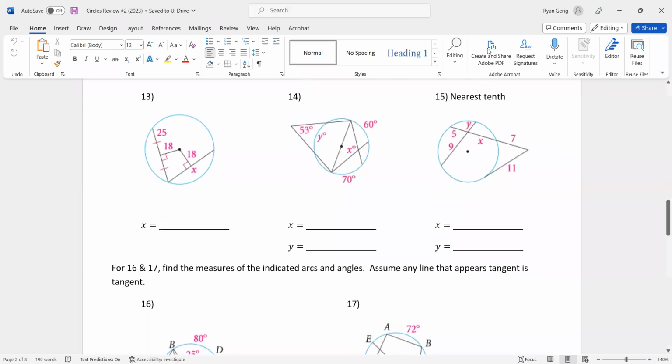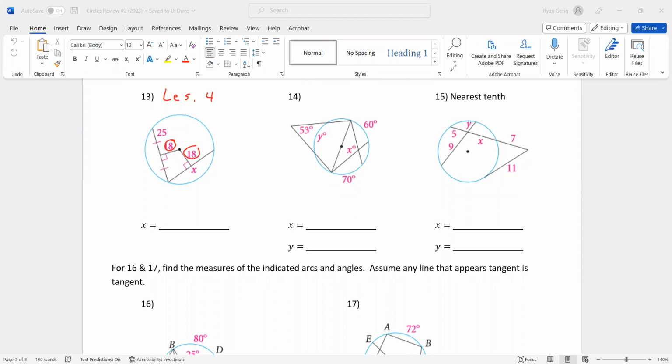13 is lesson 4. I've got 2 chords that are equidistant from the center. I know that because they're both 18 units away from the center. That means the chords are congruent. The chord on the left is not 25, it's 50, which means x should be pretty easy from there.